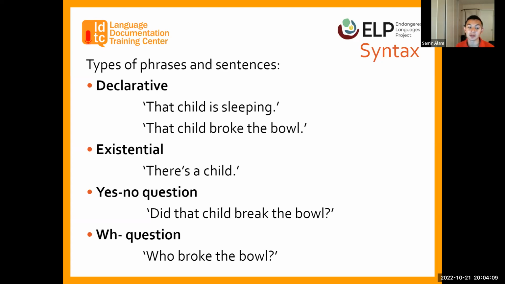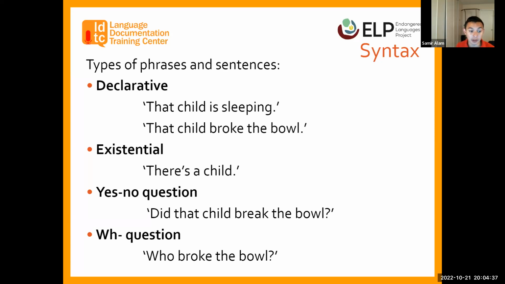I'm asking, did the child break the bowl or did the child not break the bowl? There are two answers to this, and I don't know the answer, and I'm asking you for the answer. There are different ways that languages form yes or no questions. In English, we can say, let's say, the child broke the bowl. If I want to change that into a question, I have to add a did at the beginning of the sentence and change the tense of the verb. It becomes, did that child break the bowl?